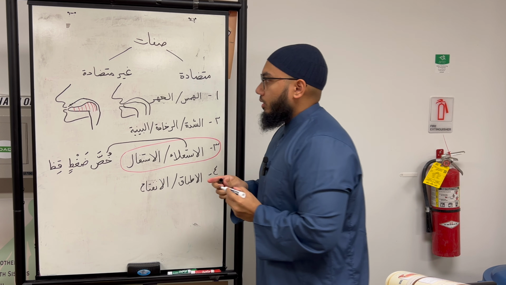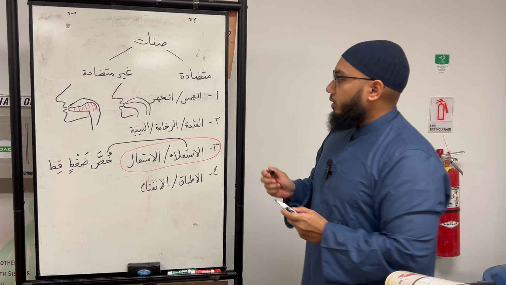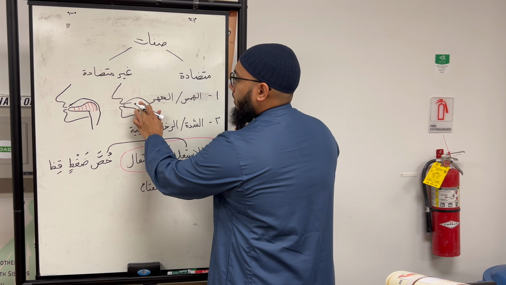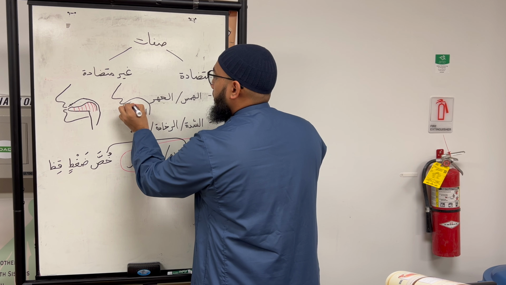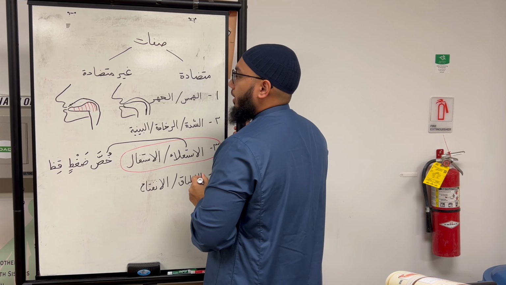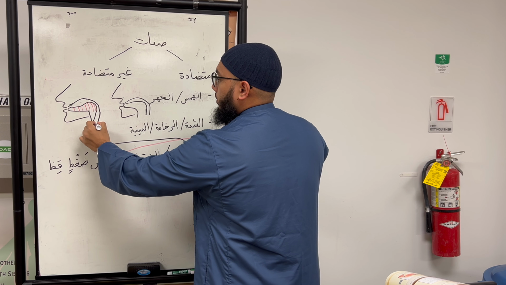Okay. So for here, he has it like this. I'm going to draw it, try my best to draw it the way he has it. Okay. So in al-isti'la, the voice is coming through the throat.